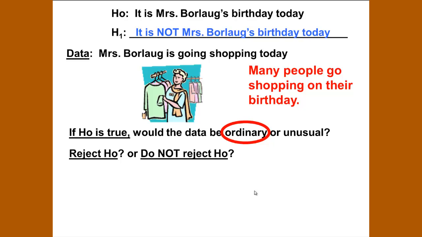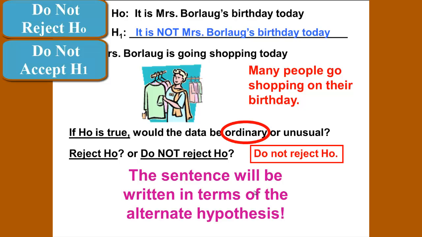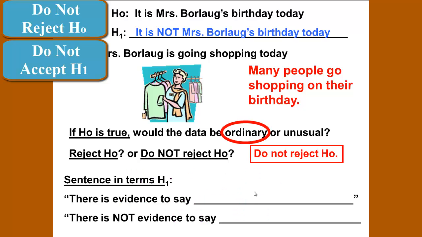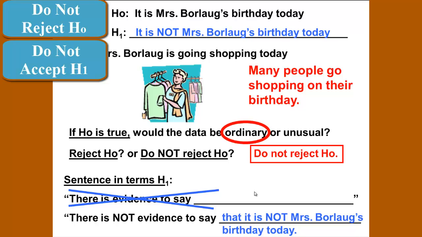And we cannot reject H0. Many people do go shopping on their birthday, so we cannot reject H0. So we do not reject H0. The sentence is written in terms of the alternate hypothesis. So there is not enough evidence to say that it is not Mrs. Borlaug's birthday today.